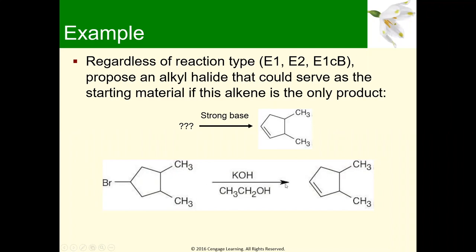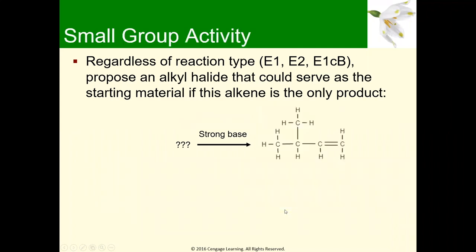All right. So the point being is I wanted you to recall a little bit about Zaitsev's rules that we left off with yesterday. And I've got a small group activity for you to try, similar to that problem. So talk with your neighbor about this one. Same wording of the question: regardless of the reaction type, propose an alkyl halide that could serve as the starting material if this alkene is the only product. I'll let you think about that and talk about that, and I'll show you the answer in just a minute.